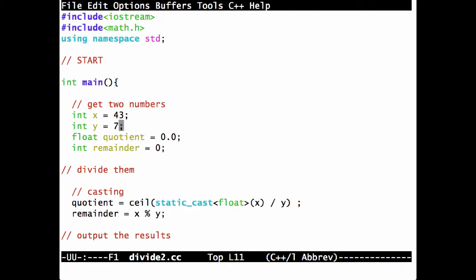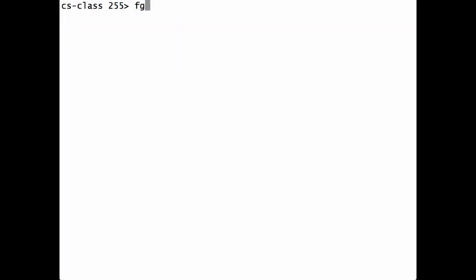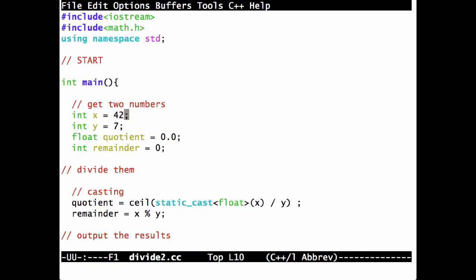What we'll do is change this to 42. 42 divided by 7 should be 6. Is it going to round 6 up to 7? Why not? All right, so let's see what happens. It said 6, remainder 0. Okay, so let's try one more thing just for fun. Let's divide 42.5.